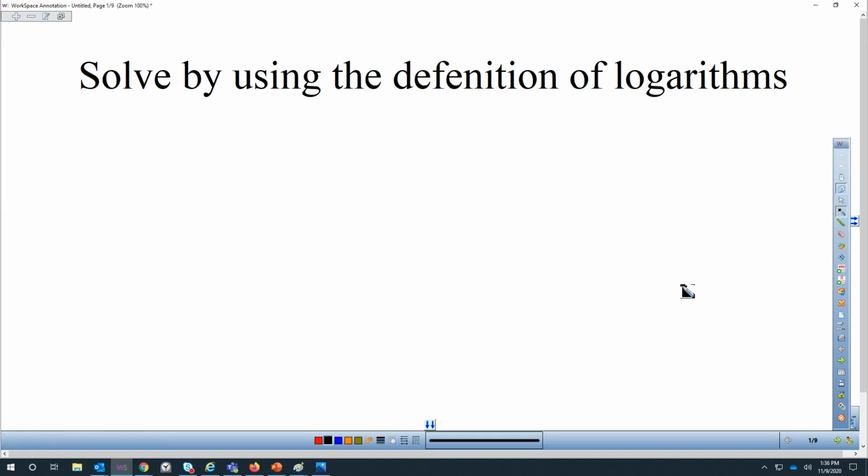Hello, we are going to do some example problems on how to solve exponential and log equations. There's a couple different methods, and this assignment goes through several of them. The first one we're going to look at is how to solve by using the definition of logarithms.